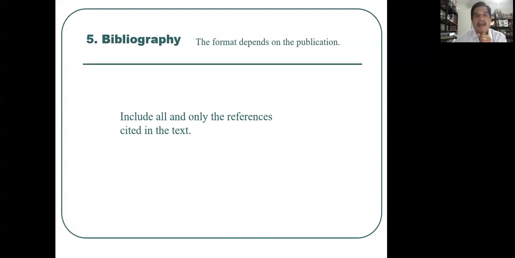Okay. Now, as I said here, the format of the bibliography depends on the publication, right? In your case, you're going to use the APA format, so I'm going to check if you write it correctly in that format. Okay, so the APA format to specify bibliography has a certain format, and inside the text you have to cite these references in a certain way. So you have to check it.